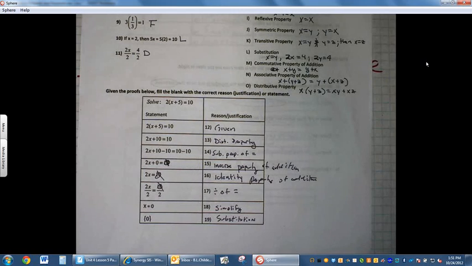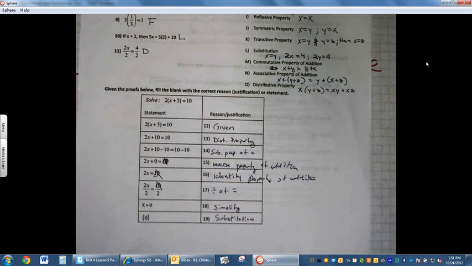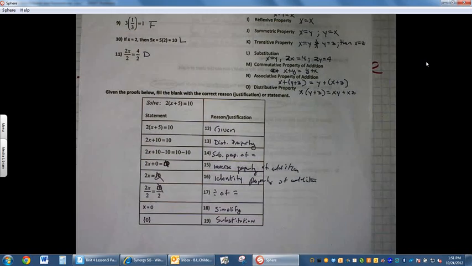We divide by 2. This is Emily's favorite. It's the division property of equality. That's at least one that she knows. We then simplify. And then I think she wanted substitution.